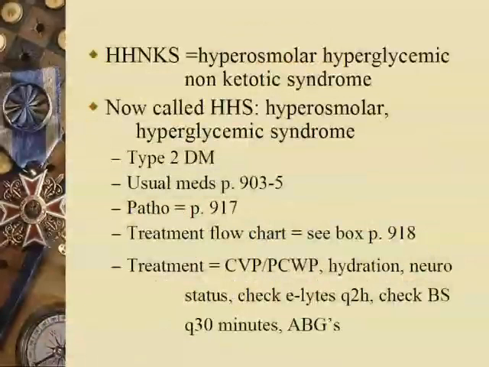HHNKS is the old term for hyperosmolar hyperglycemic non-ketotic syndrome. Now they just call it HHS, hyperosmolar hyperglycemic syndrome. I like the old phrase because it told you exactly what to look for.